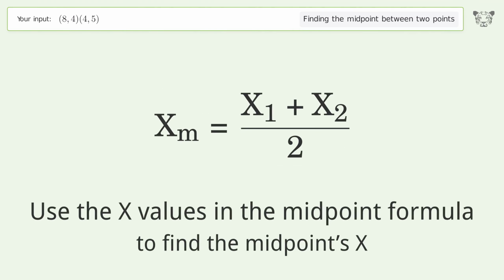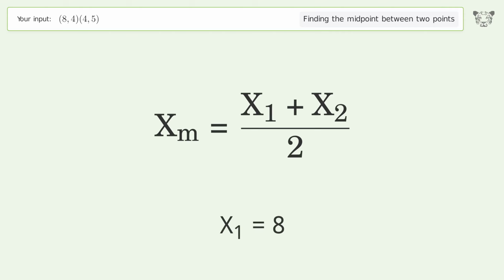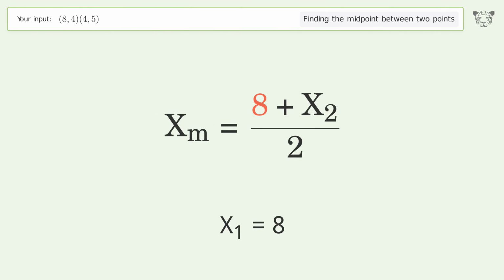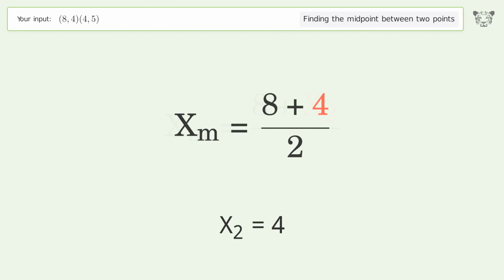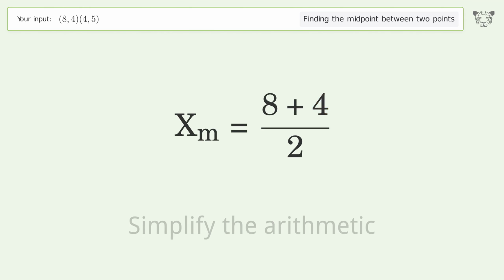Use the x values in the midpoint formula to find the midpoints x. x1 equals 8. x2 equals 4. Simplify the arithmetic.